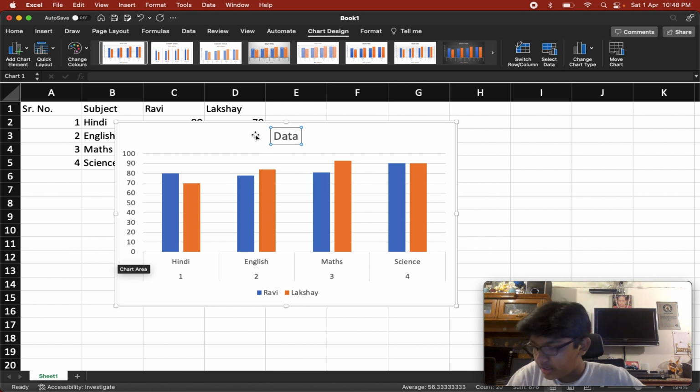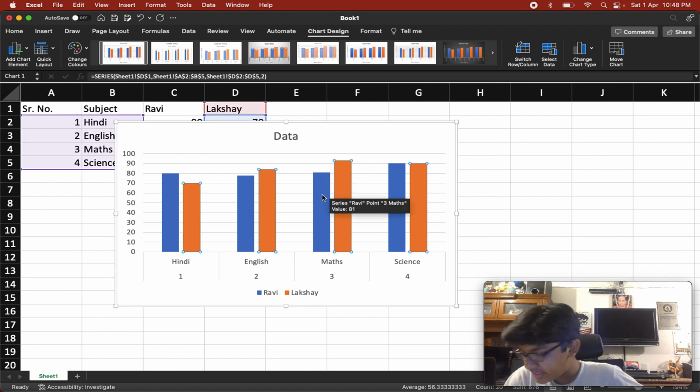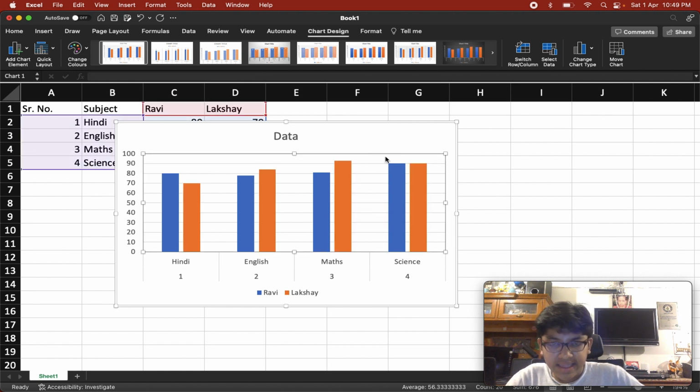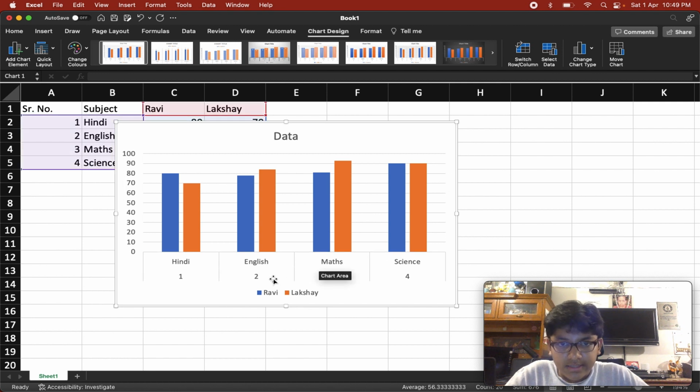Next, we have data series. So these bars are our data series, right? Next, we have grid lines. These lines over here, as you can see in the background, are grid lines. Then we have the plot area where all these bars are coming. This is the plot area. All right. Next, we have the x-axis, like you can see Hindi, English, maths, and science, right? This is the x-axis, the horizontal category axis.